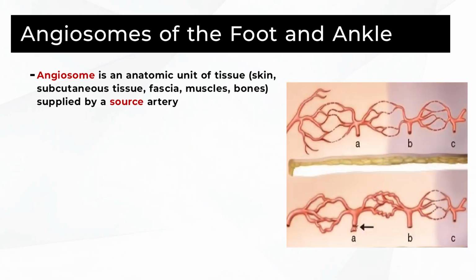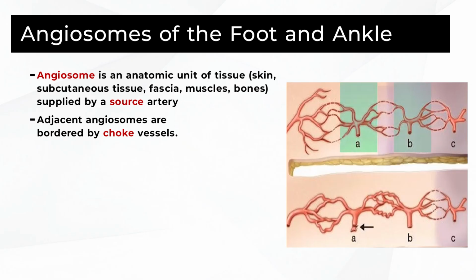An angiosome is defined as an anatomic unit of tissue composed of the skin, subcutaneous tissue, fascia, muscles, and bones, and supplied by a source artery. The adjacent angiosomes are bordered by choke vessels. These are vessels of a diameter smaller than the source artery, have the capacity to dilate and increase the blood flow if there is an obstruction in any one of its source arteries to any one of the corresponding angiosome.